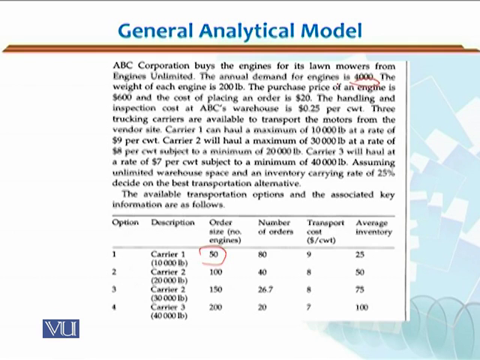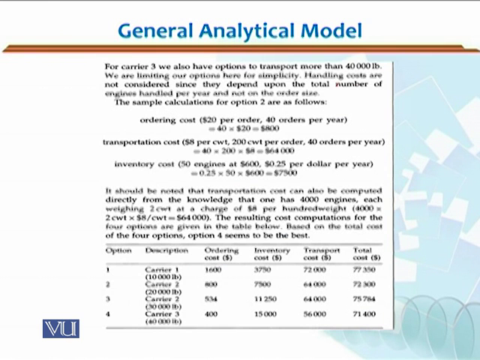Then carrier 3, 40,000 LB. That is another option. So for that, I need an order size of 200 every time. I need to place 20 orders of 200 each, so that my total demand of 4,000 would be fulfilled. My transportation cost would be 7, and my average inventory would be 200 divided by 2. That would be 100.